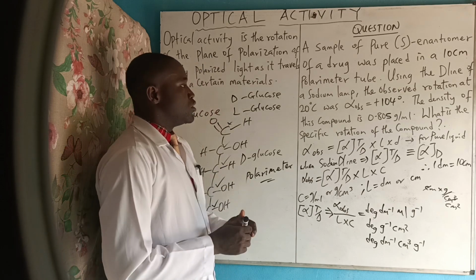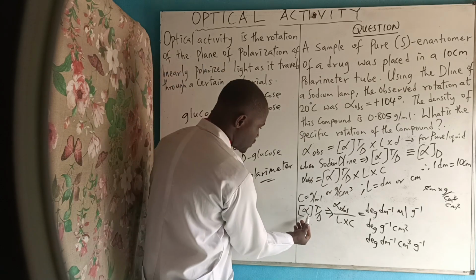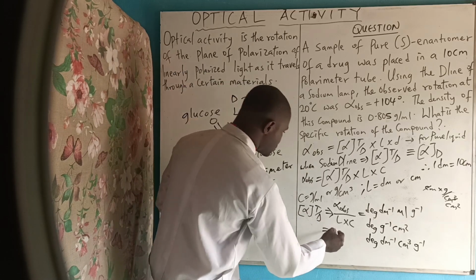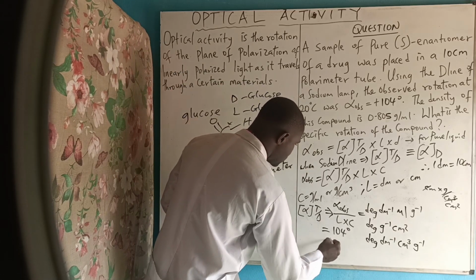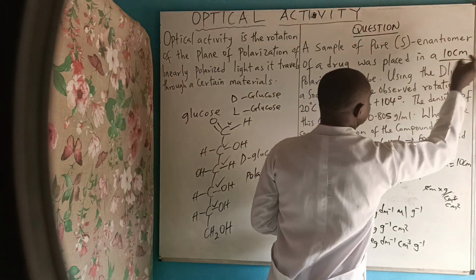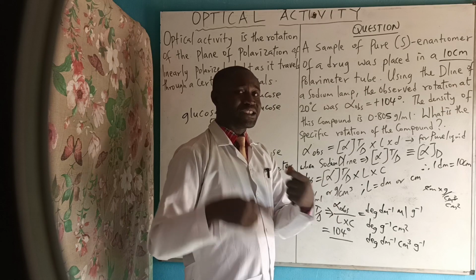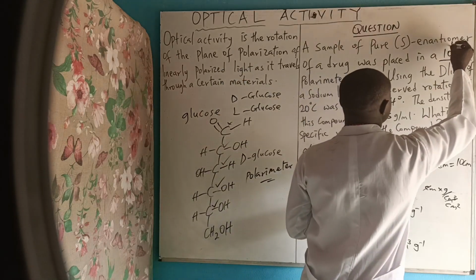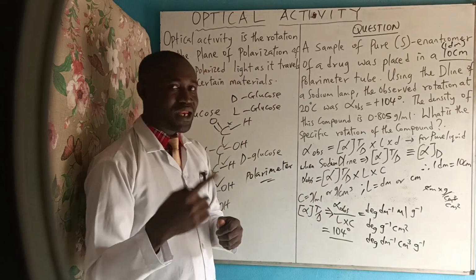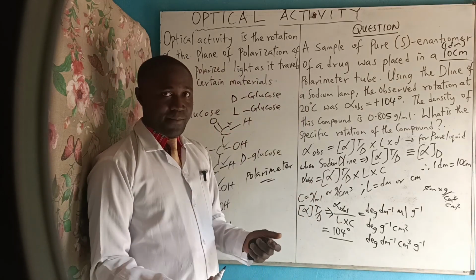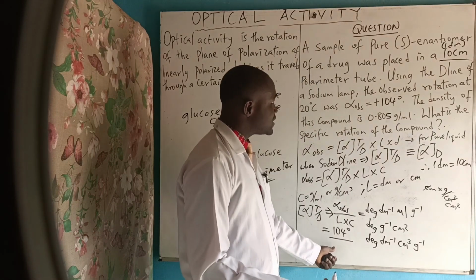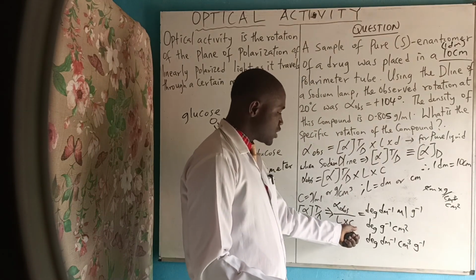To solve this, the specific rotation is equal to the observed rotation given to us, 104 degrees, all over the length of 10 cm. If I want to use it in dm, 10 cm is equivalent to 1 dm. I've converted it to dm. If I want to leave it as cm, I can use it. I just put 10 cm times the concentration in gram per mil.